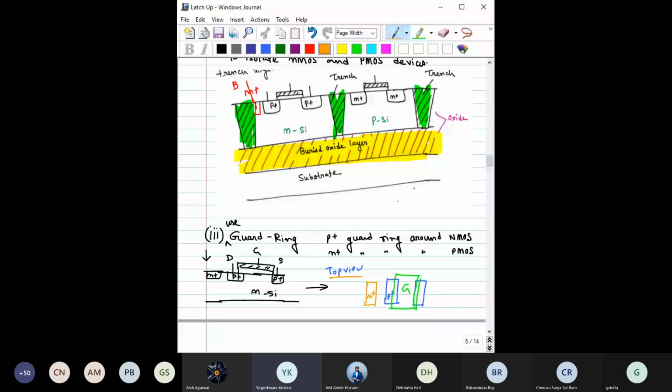Here we are going to introduce one more doping, which is called a guard ring doping. This is what type of transistor? This is a PMOS. So for PMOS, we have to use a P plus guard ring. So we will use a guard ring of P plus here and P plus here. So how does that look from the top view? From the top view, that would look something like this.